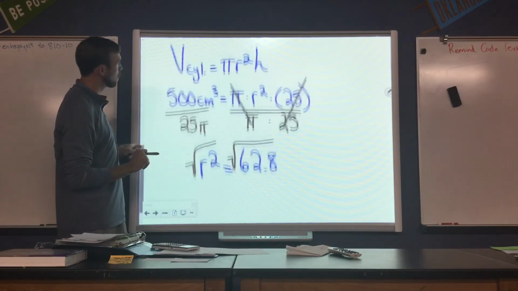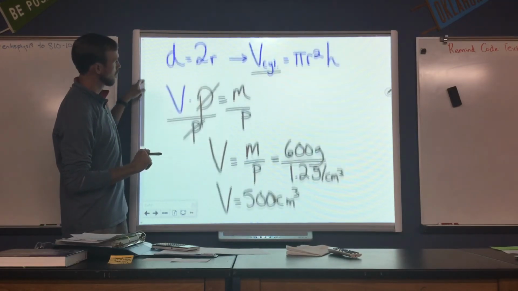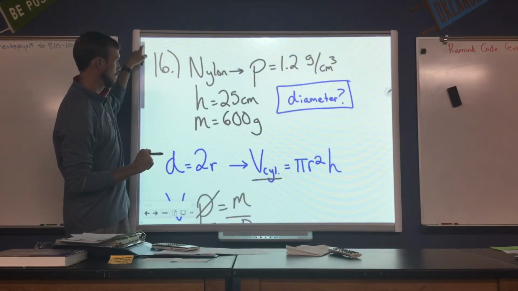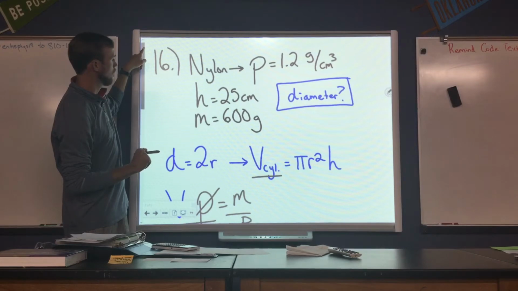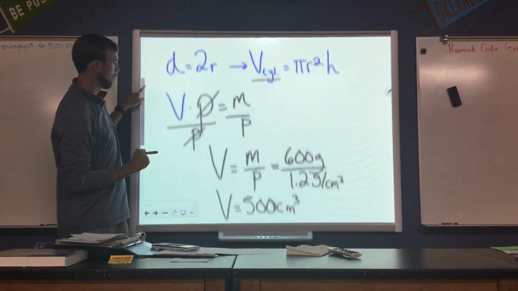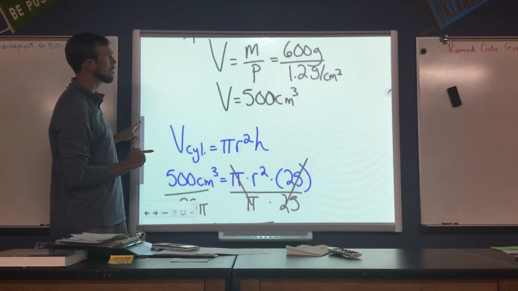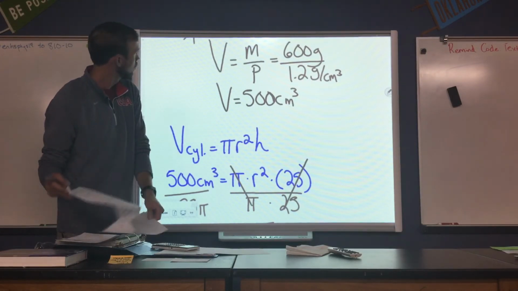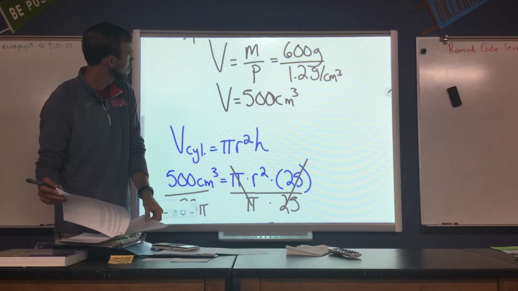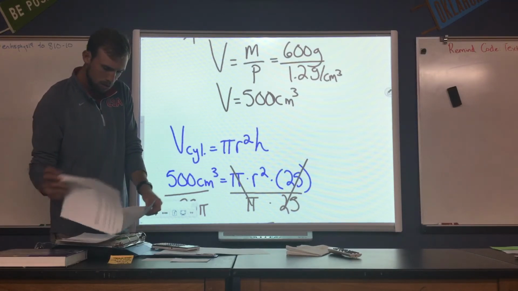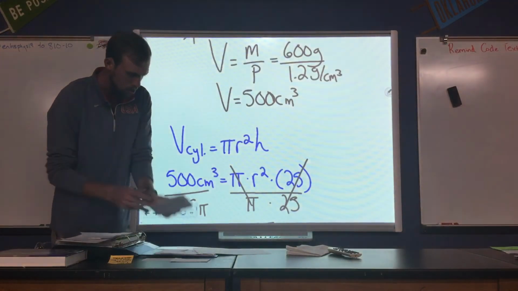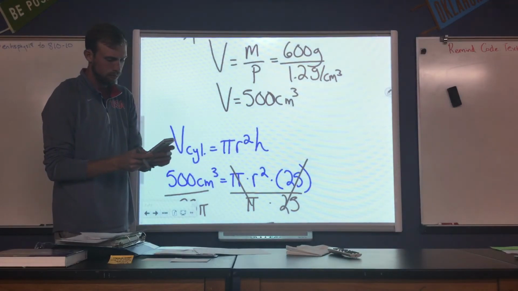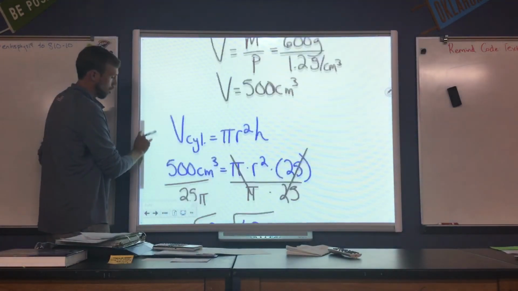I made a mistake. Let's see. 600, nylon, diameter. Let's see if I can track what I did here. Maybe I'll just have to toss this. Nylon. Volume. Oh, there we go. 500 over 25 pi.